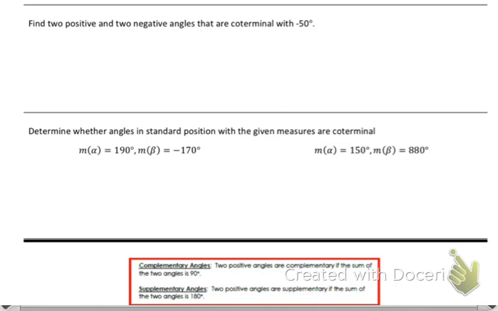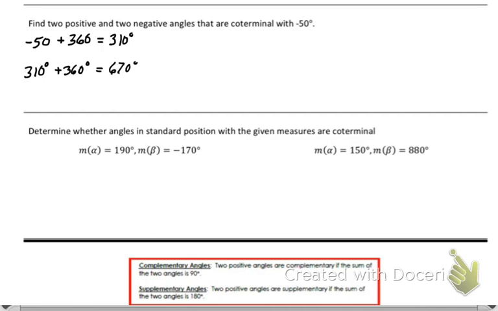So I would add 360 to this. That gets me my first one. And I add 360 again. That will be my second one. And how do I get my two negative ones? I would subtract 360, and then subtract 360 again. So let's do our two positive ones. Negative 50 plus 360 is going to equal 310 degrees. Then we take 310, add 360, and we come up with 670 degrees.